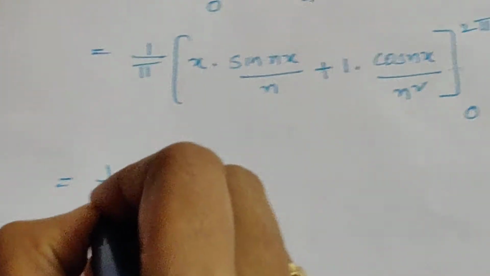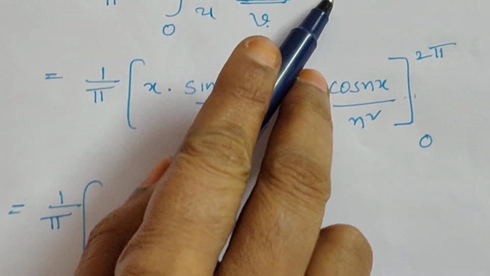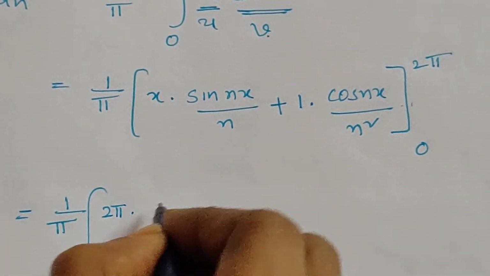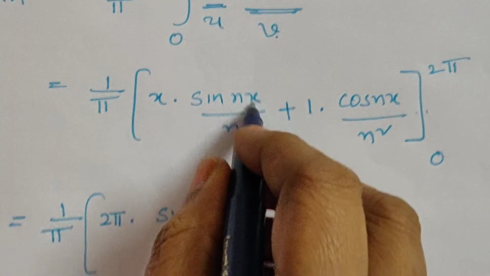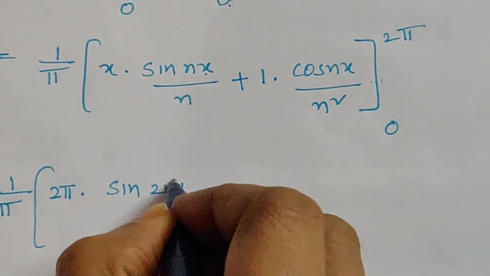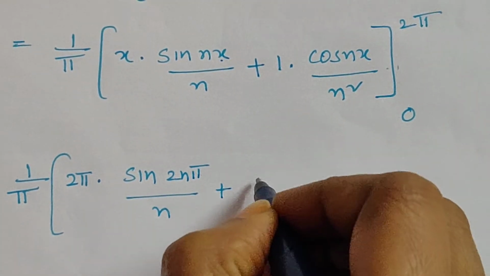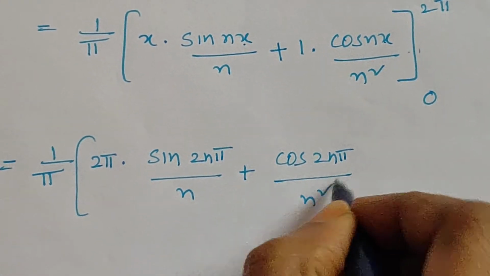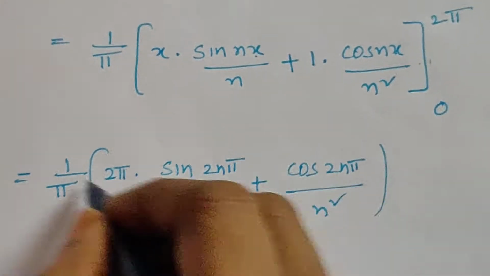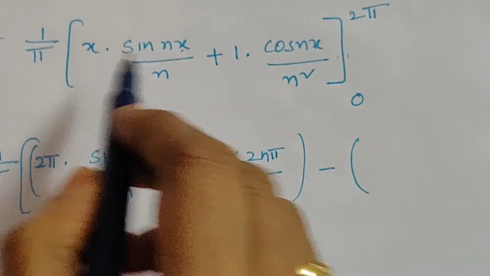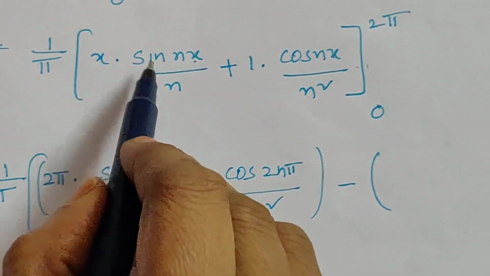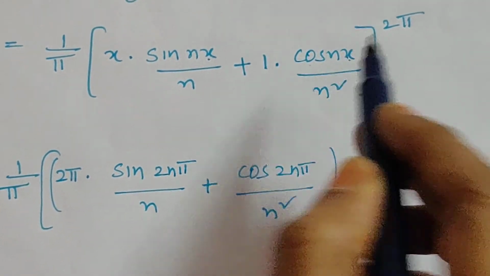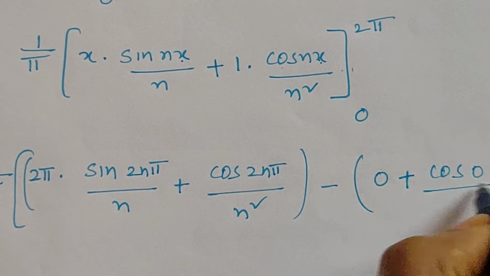Now we have to substitute the limits. In place of x, the upper limit substitution: 2π times sin 2nπ/n, plus cos 2nπ/n². Upper limit substitution minus lower limit substitution: in place of x put 0, so 0 times this is 0, plus cos 0/n².